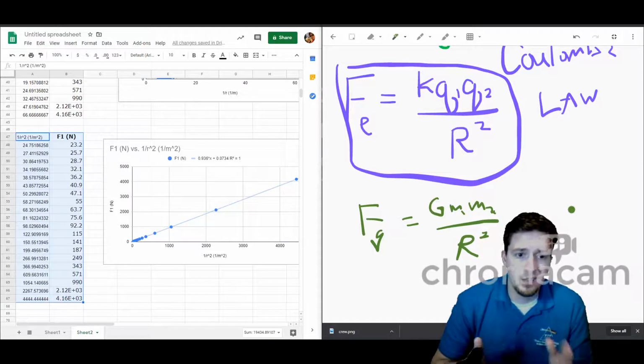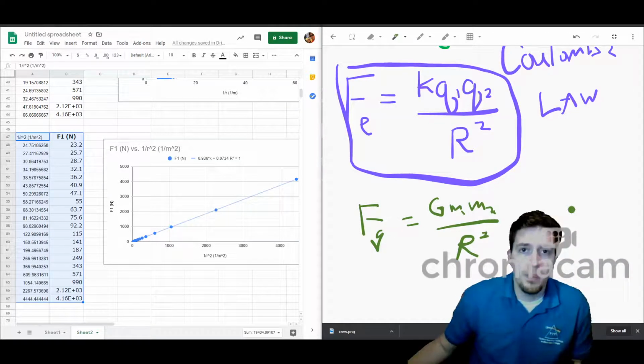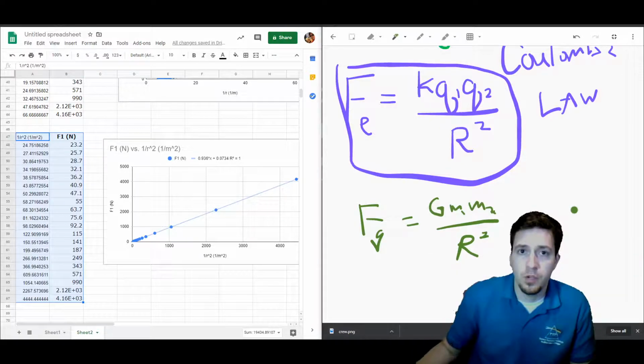Great. So we got analysis, a little intro to Coulomb's law. Hope this helps with your analysis, and any other questions that you have, feel free to shoot them over.